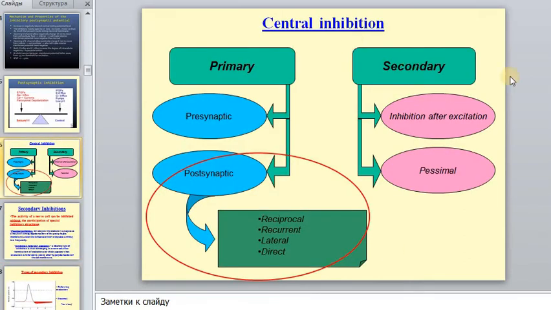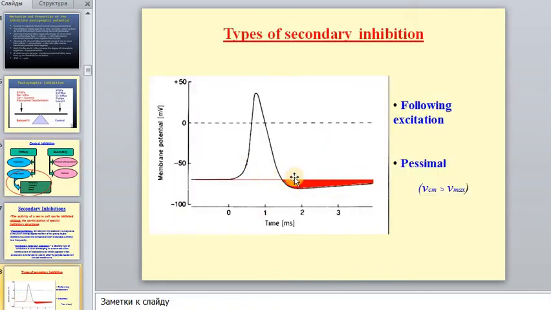So what do we have for secondary central inhibition? We don't have a special inhibitory synapse. We don't have special molecules. We just have, as usual, an excitatory synapse, but the force can be very high, and we have pessimal inhibition or inhibition after excitation. Like in this case, we see this part with low charge, and the action potential can move through the synapse, just not for long. The time is very short.